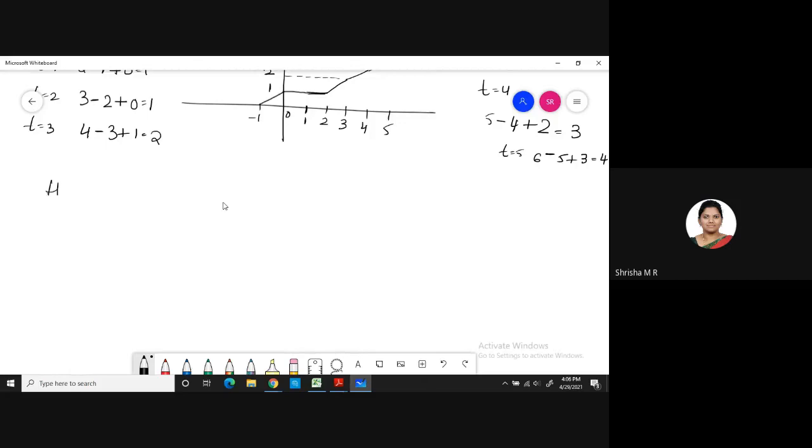You have y of t equal to r of t plus 2 minus r of t plus 1 minus r of t minus 1 plus r of t minus 2. You try this, and we will discuss it in tomorrow's class. It's easy.